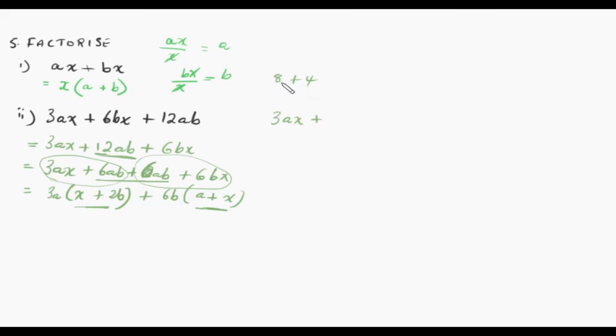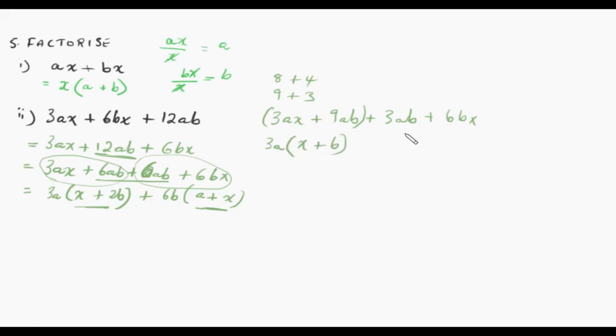Let's break 12 into what? Should we break it into 9 plus 3? Let's say we have 9ab plus 3ab plus 6bx. What would happen? When we factorize this pair, we would have 3a as a common factor, then x plus b.